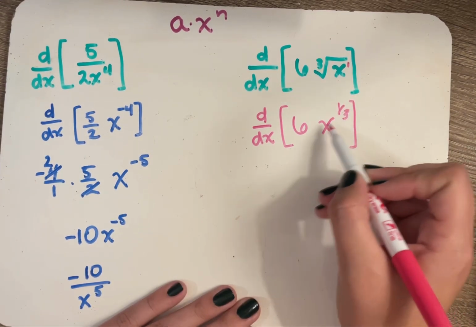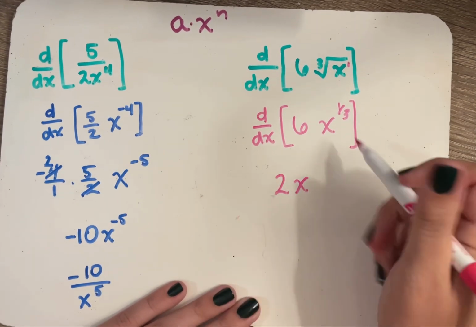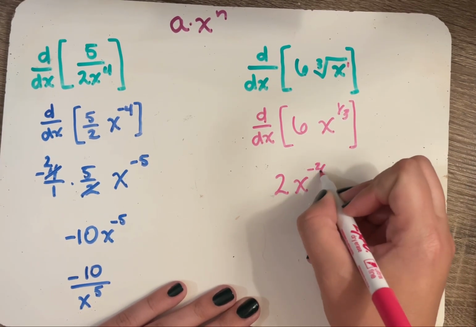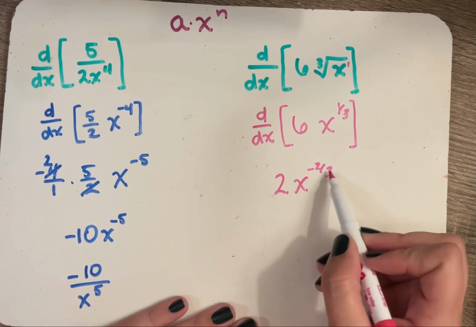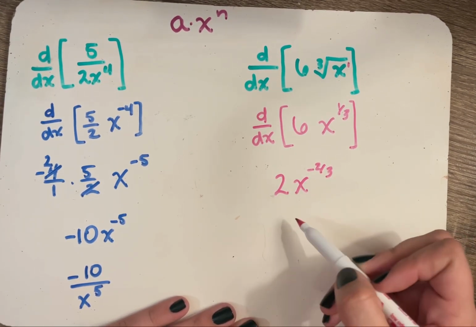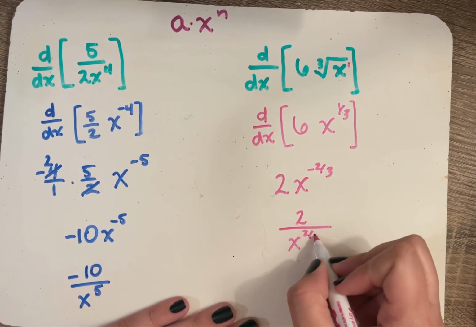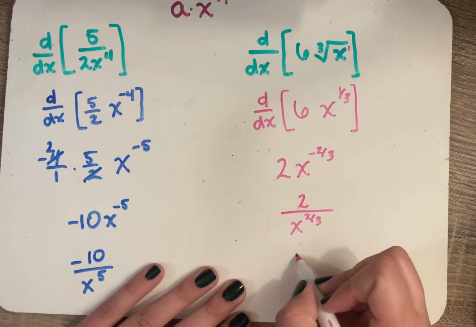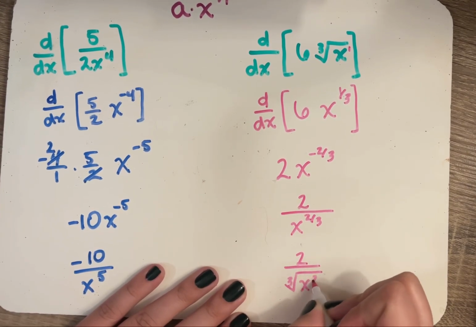So I take 1/3 times 6, 1/3 of 6 is 2. X is now raised to the, 1/3 minus 1 would be -2/3. So now if I'm asked to write my answer in simplest radical form, that means first I need to take this, since there's a negative exponent, and move it into the denominator. So 2 over x to the 2/3. And now I need to go from exponential back into radical form. So that would be 2 over the cube root of x squared.